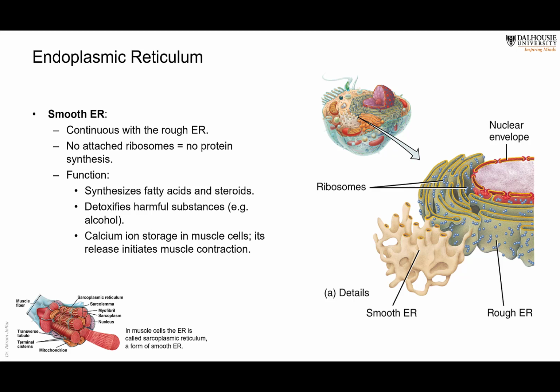In addition, the smooth endoplasmic reticulum in other cells which do not synthesize these hormones detoxifies harmful substances, for example alcohol, or some drugs like phenobarbital. These drugs are toxic sedatives, and they are detoxified in the smooth endoplasmic reticulum.